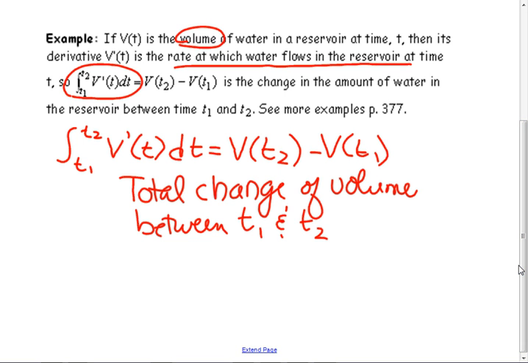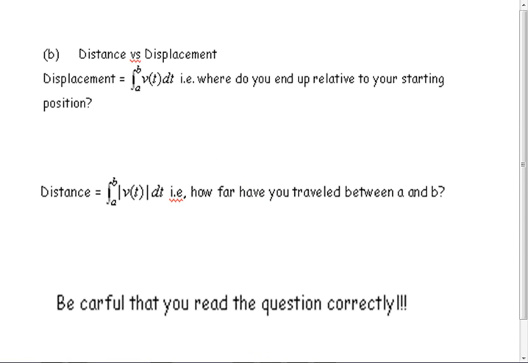So, those of you who don't like to do homework, do your homework and do these problems because it'll help you on the exam. Okay, distance versus displacement. Last thing, I should be careful because I spelled it wrong, but be careful that you read the question carefully.